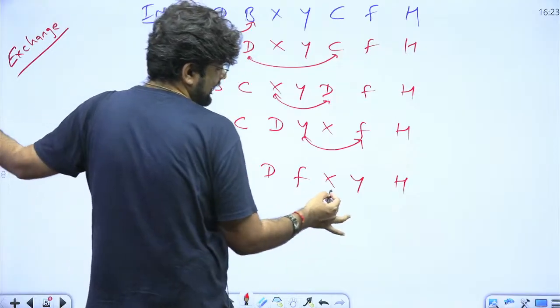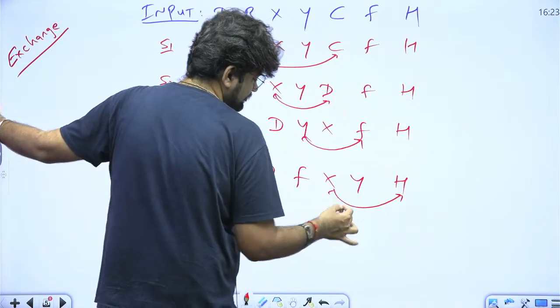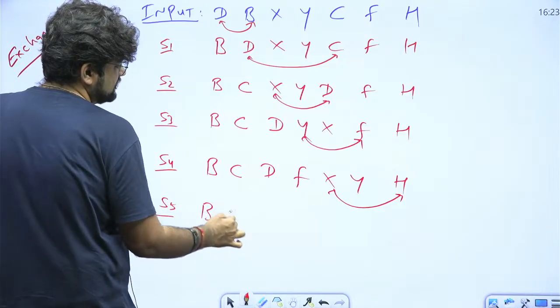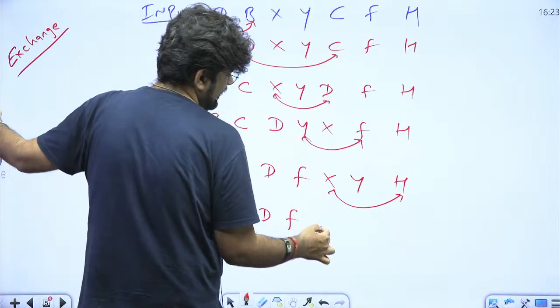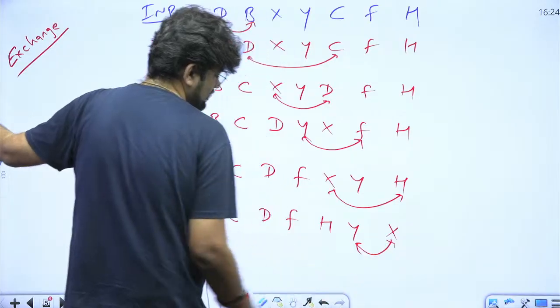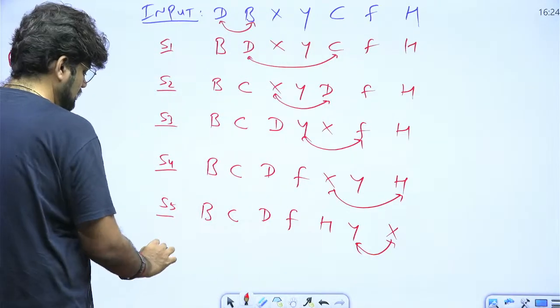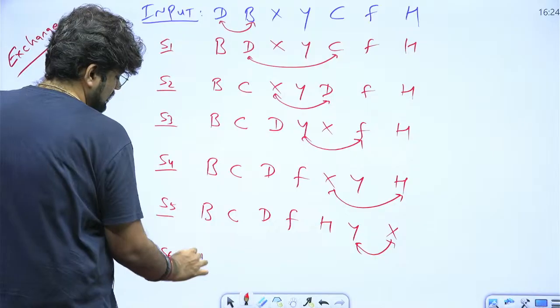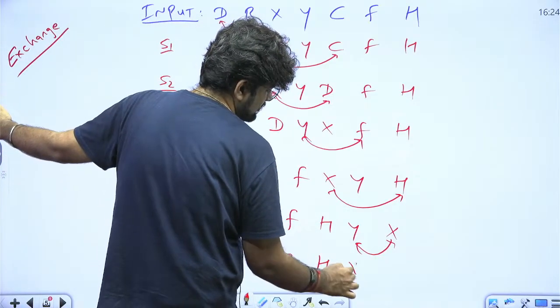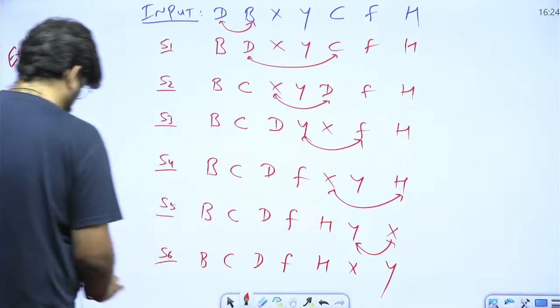Okay, now X and H will exchange with each other. So step number 5, I'll have B, C, D, F, H, Y, X, and in the end X and Y will exchange with each other. Okay, so I'll have step 6: B, C, D, F, H, X, Y, and this is my output.